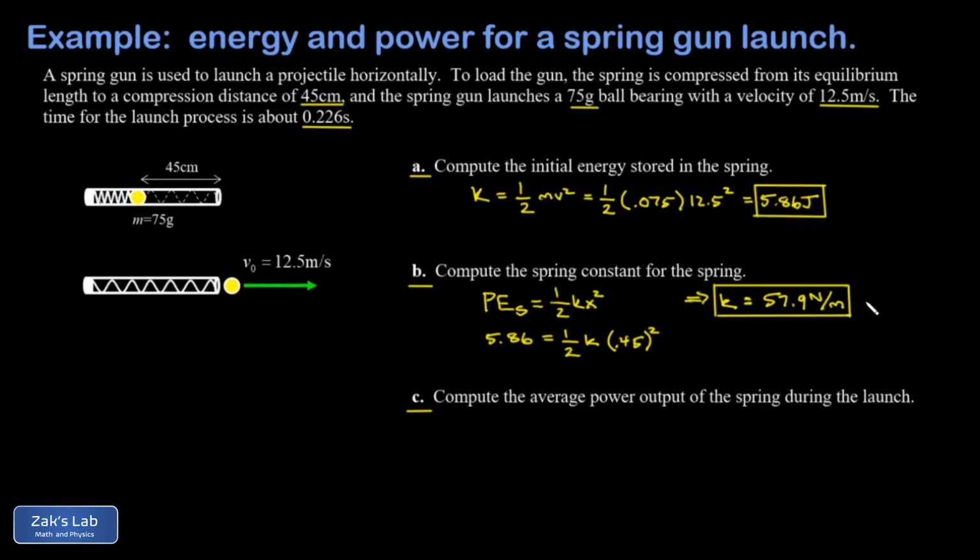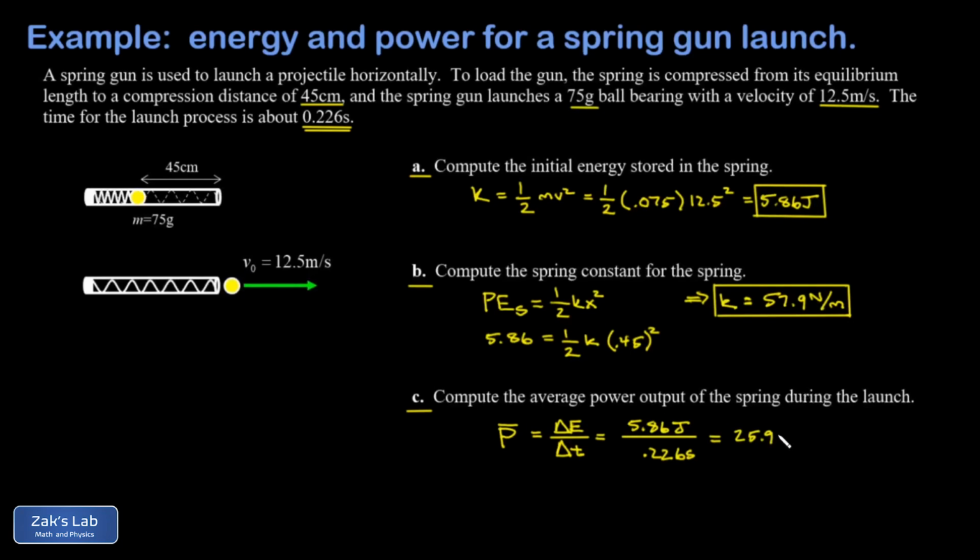Finally, we want the average power output for this spring, and that's simply how much energy was transferred divided by how long it took. We were told in the problem the launch process takes about 0.226 seconds. And again, our formula for average power is just how much energy was transferred divided by how long it took. It's a rate of energy transfer, and that's 5.86 joules of energy transferred out of the spring in 0.226 seconds. And when we run the numbers on this, we get 25.9 joules per second.